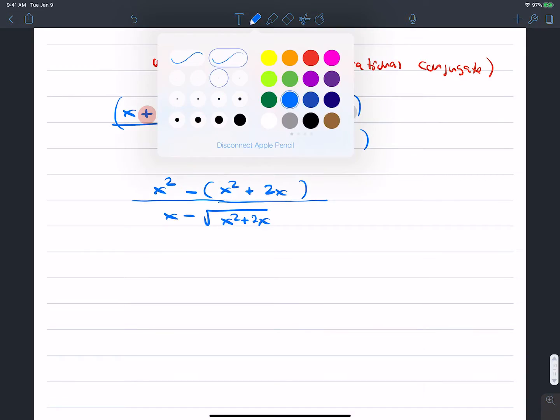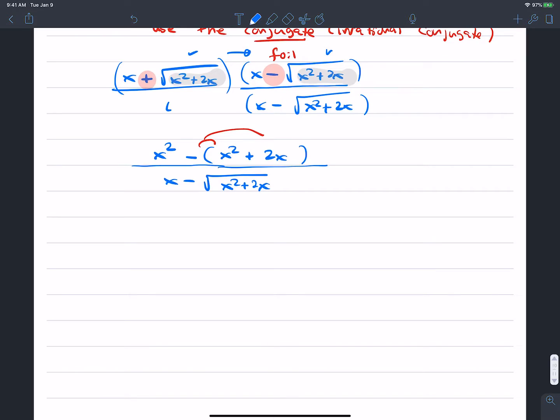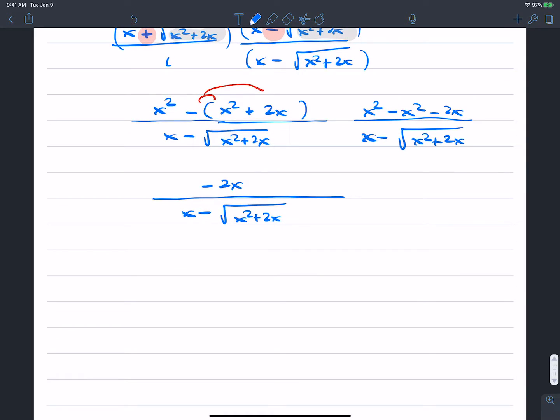2x. Now, when I distribute, right? So let's distribute here. We simplify this. You're going to get now, as a numerator, x squared minus x squared minus 2x, everything over this x minus square root of x squared plus 2x. And so you end up now with negative 2x over x minus the square root of x squared plus 2x. Okay? And we're supposed to take the limit here as x goes to negative infinity.